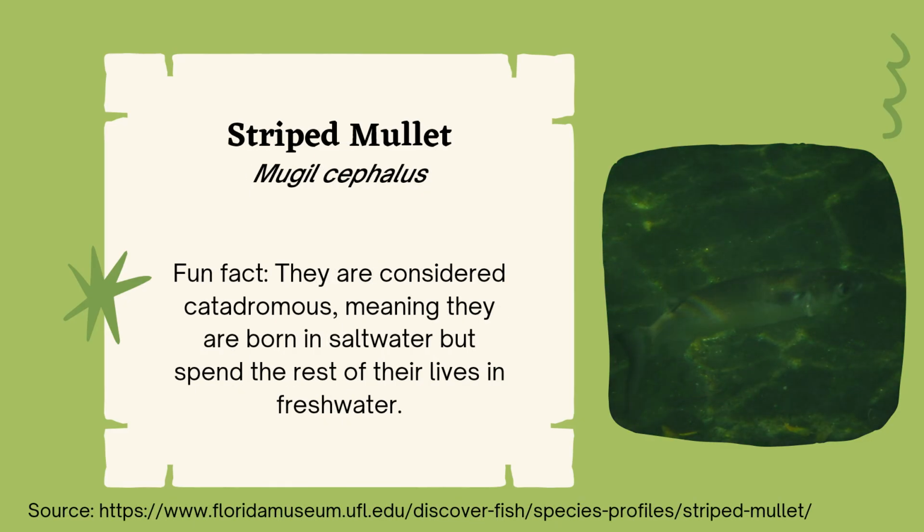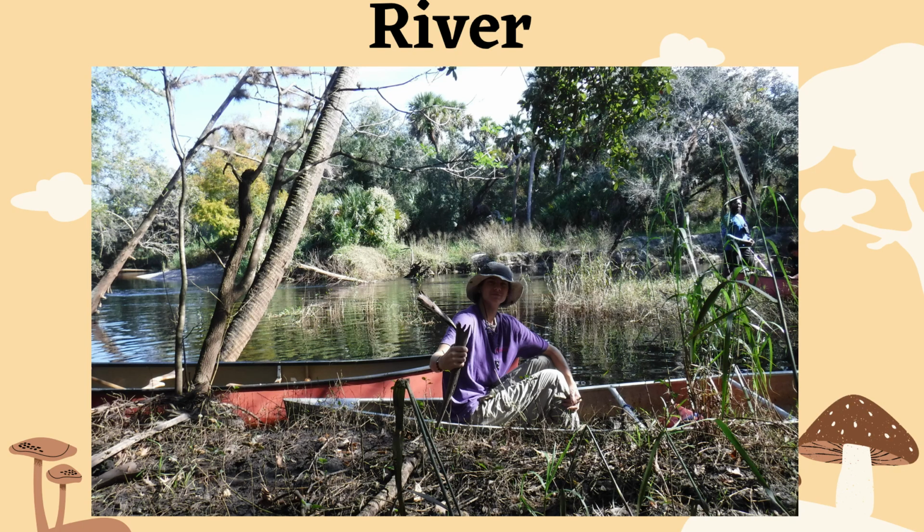And last but not least, for the springs, we have a striped mullet, or Mugil cephalus. They have spots on the upper scales, a very elongated body with short pectoral fins and a lightly forked tail. And they are considered catadromous, meaning that they are born in saltwater, but they spend the rest of their lives in freshwater. Next up is our river ecosystem.